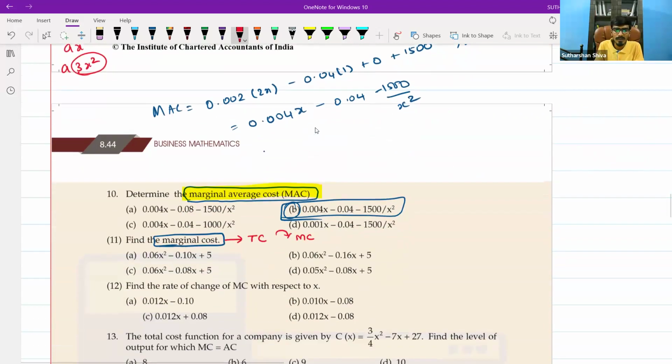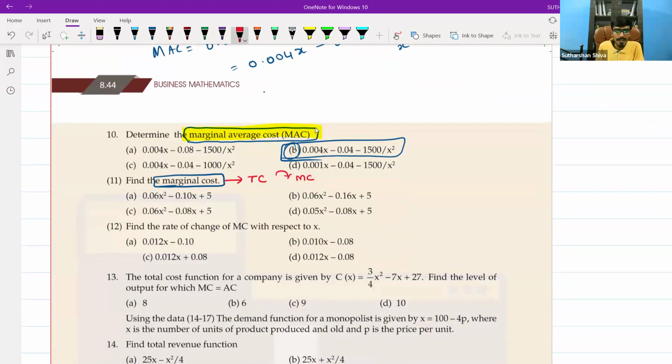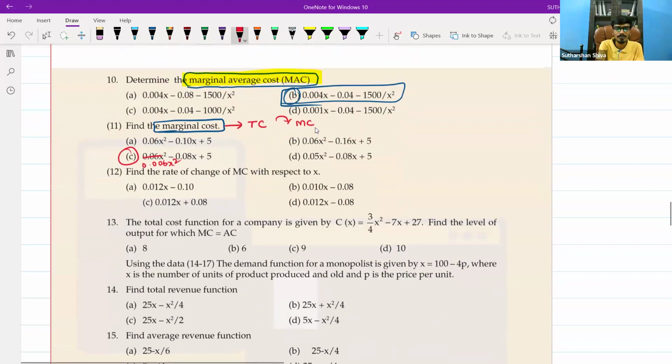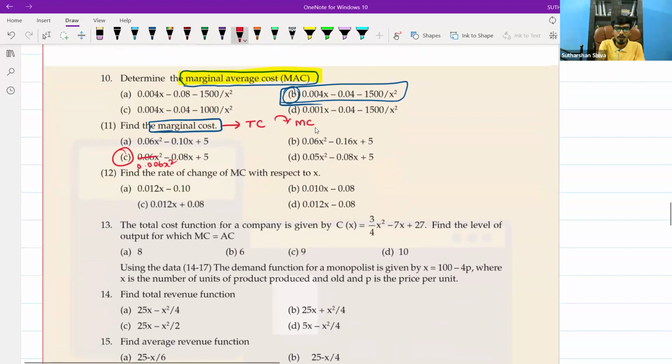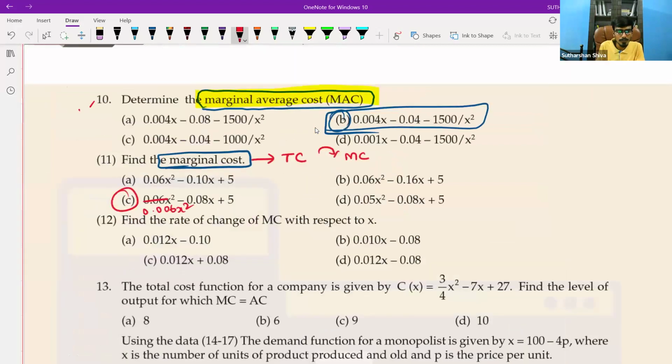Which option gives me that value? Here, the option is wrong. Kindly change this to 0.006x square. Change that option C to 0.006x square. The option is wrong. Question number 10 is another interesting, beautiful question which you may expect in your examination.